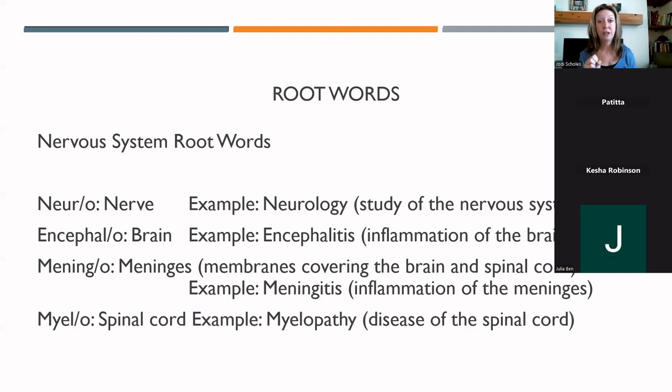It's very dangerous when someone has meningitis. There's not a lot of room for inflammation in the cranium. Sometimes they even have to drill a hole in the skull to relieve some of the pressure. Yeah, they can do so without harming the patient, but it's a very serious condition, meningitis. And then myelopathy is a pathy, again, a disease of the spinal cord, something happening in that. Myelo.